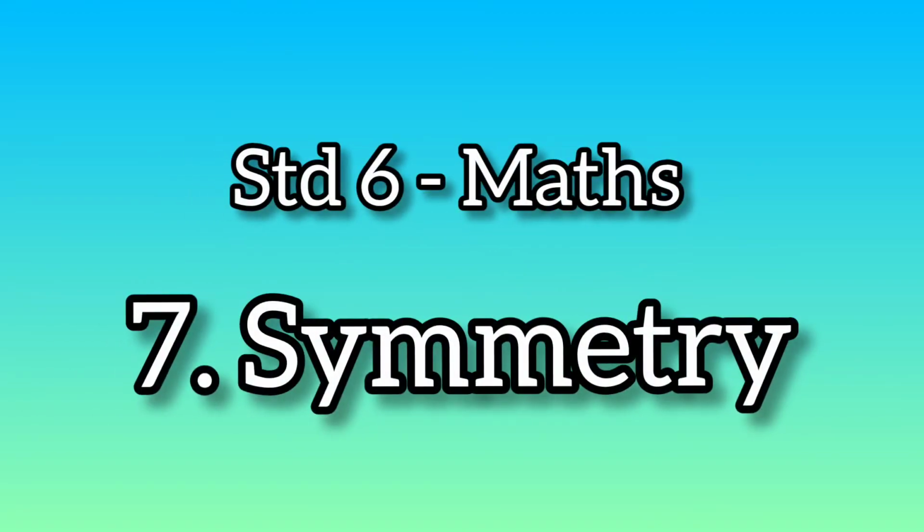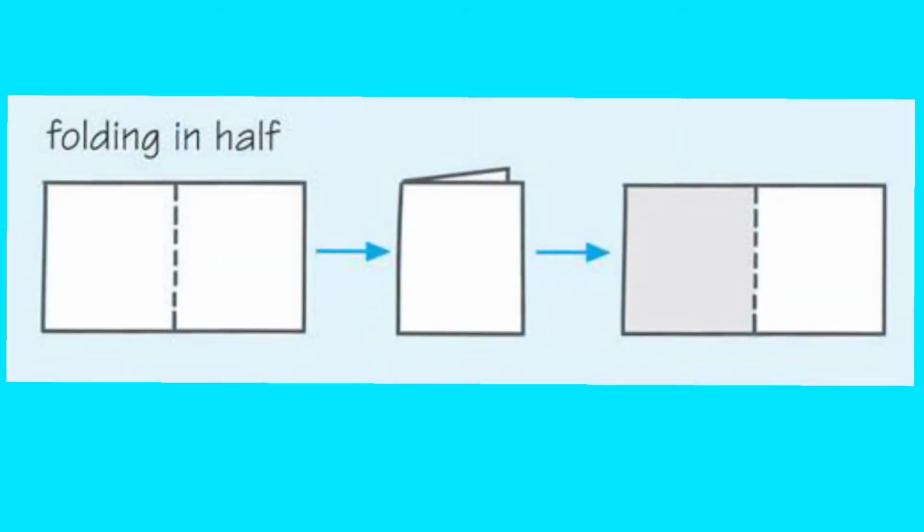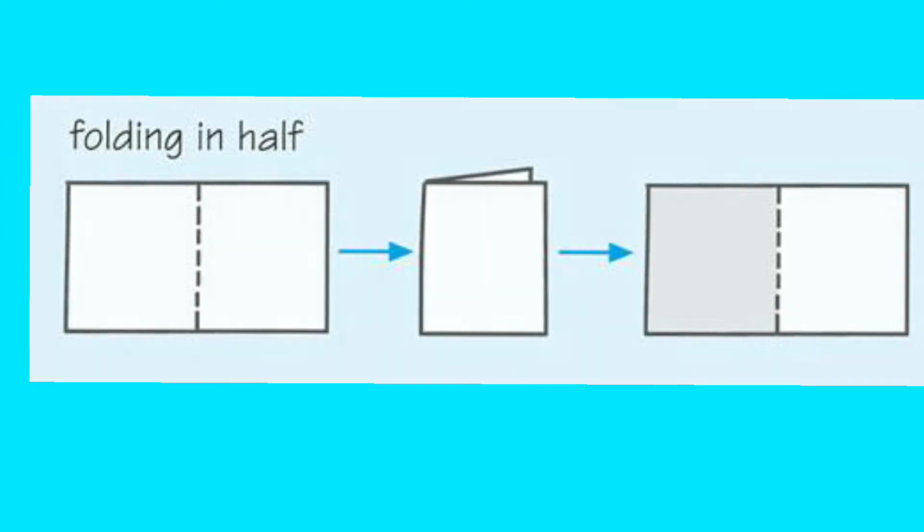Students, today we are going to learn lesson number 7 of Maths, Symmetry. Students, if we take a square paper and fold it so that it gets divided into two equal parts, now if we unfold it, we'll come to know that they both are symmetrical.